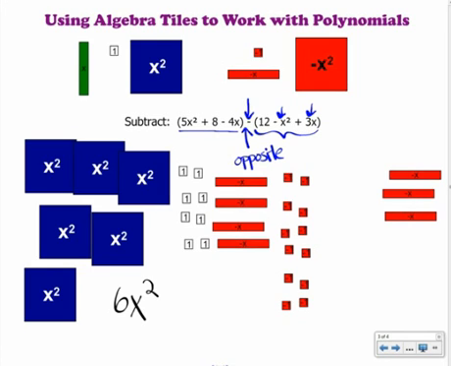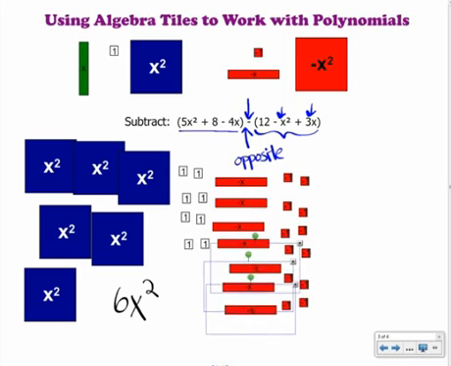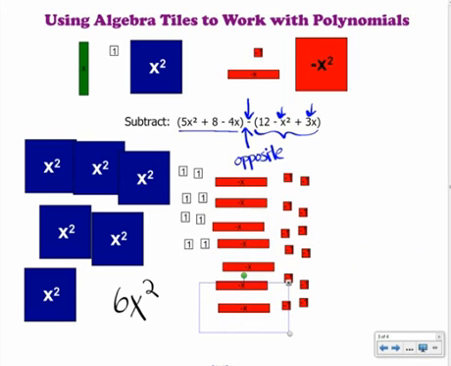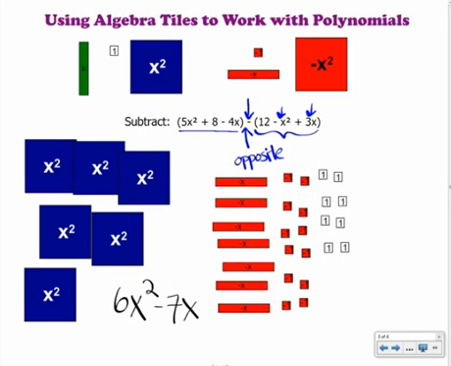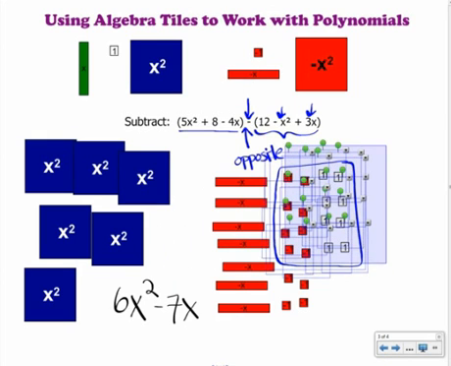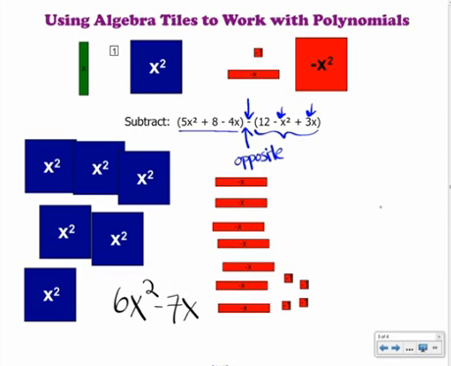I'm going to combine all of my negative x's here. So altogether that's 1, 2, 3, 4, 5, 6, 7 negative x's, or minus 7x. And then I'm going to combine my 1's. And I'm going to have some 0 pairs. So here I've got 8 1's and 8 negative 1's, and all of those make 0 pairs that will cancel, so I'm going to delete those. So all I'm left with when I'm done is 6x squared minus 7x minus 4.